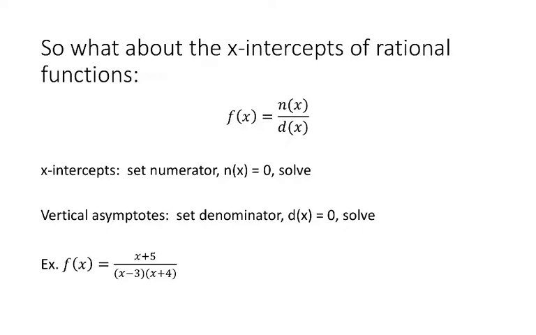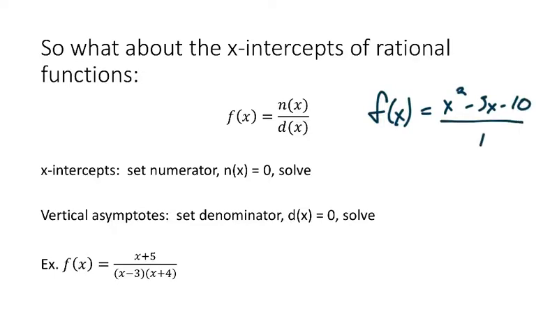So what about the x-intercepts of rational functions? Well, to find the vertical asymptote, we set the denominator equal to 0. To find the x-intercepts, we're just going to set the numerator equal to 0 and solve. So notice this builds on what we had before. We can think of these other functions, like when we just had f of x with no denominator, x squared minus 3x minus 10, as being over 1.